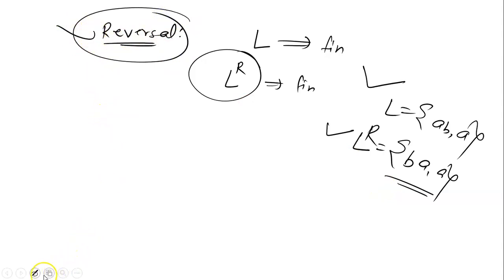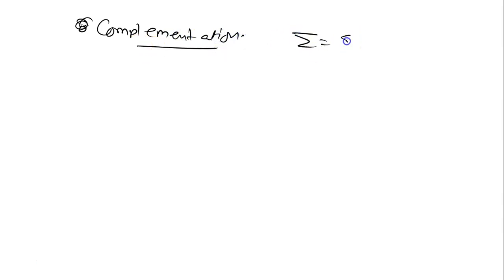Some more operations that we can see. Let's see some operations under which the set of finite languages is not closed. For example, consider complementation. Consider the complementation operation. Now assume that our alphabet is {a, b}. Now assume what your language is. You can consider this very simple language, {a, b}.